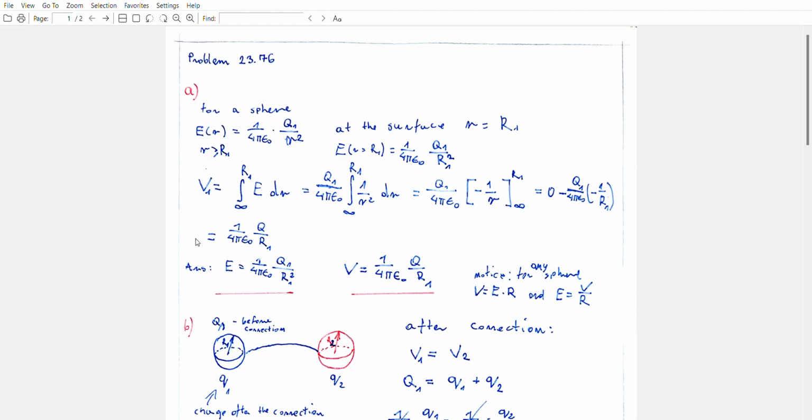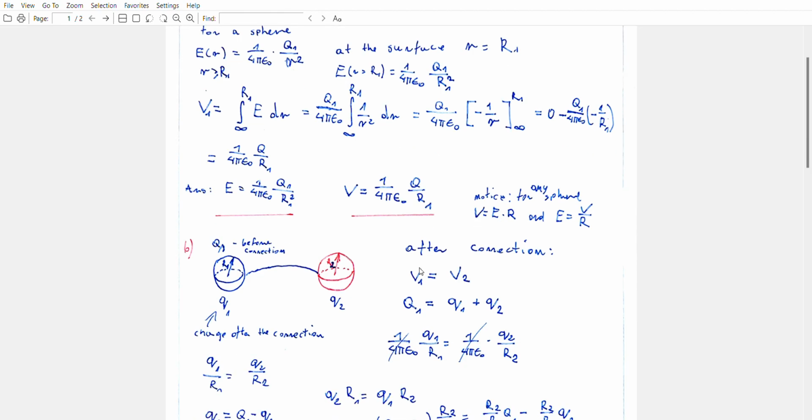Now the answer is that E is 1 by 4 pi epsilon 0 q1 by r1 squared. This is the electric field, which is quite simple, and the potential is this. A very important thing is that for this specific case, when you compare E and V, they are almost the same, and the only difference is a factor of R. In fact, V is E times R, or E is V by R. It means that for such a symmetry, you can go back and forth from E to V by multiplying or dividing by R.